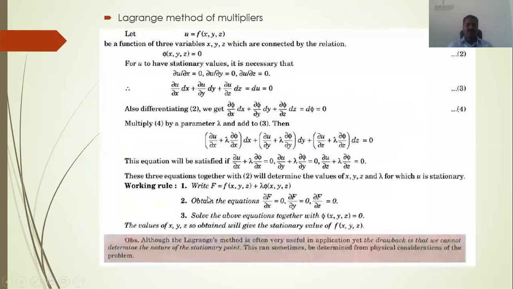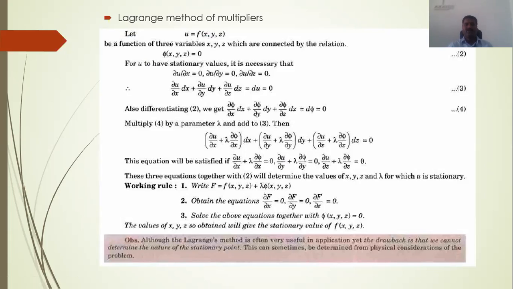So the working rule is: f of x, y, z is the objective function, phi of x, y, z is the constraint. Construct a new function capital F, which is a combination of the constraint and the objective function. So capital F is f of x, y, z plus lambda times phi of x, y, z. Here lambda is called the Lagrange multiplier. Then get the critical points. How? Set the gradient del capital F to 0, meaning dou F by dou x equal to 0, dou F by dou y equal to 0, dou F by dou z equal to 0. Then solve the above equations together with the constraint phi of x, y, z equal to 0.